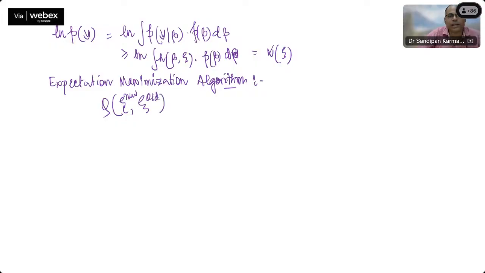Okay, so in expectation maximization, where we use this particular expectation maximization algorithm, there we have hidden variables. So hidden variables are basically eliminated. And to go for the inference, we use this particular expectation maximization algorithm. Now this Q of xi new comma xi old is basically a comparison between the old value of xi and the new value of xi.